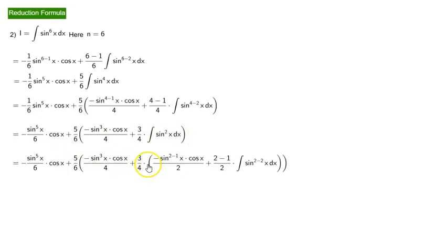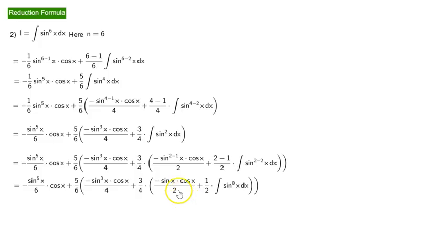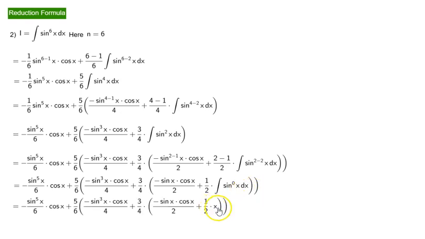Up to here it remains the same. 3 by 4 becomes a factor for everything inside this bracket. Applying the formula to sine square x dx, we get minus sine to the power of 2 minus 1 x cos x by 2, plus (2 minus 1) by 2 times the integral of sine to the power of 2 minus 2 x dx. So here this becomes 1 by 2 times the integral of sine to the power of 0 x dx. Now sine to the power of 0 x is 1, which means we have the integral of dx. So the integral of dx is x. So 1 by 2 x.